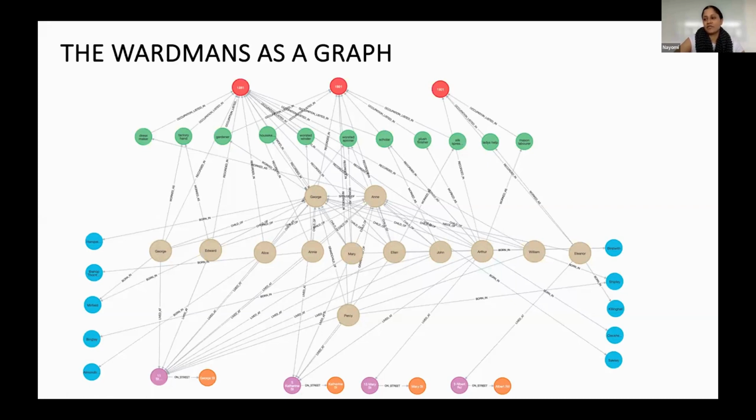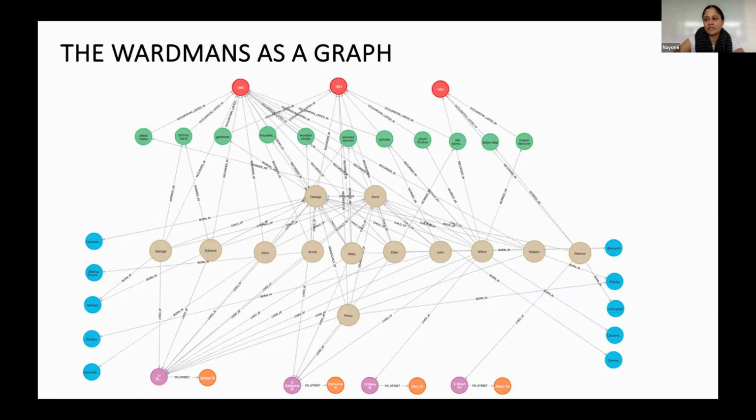Members of the family then remain in Saltaire for at least the next 20 years. At the left and right of the graph, you see the blue nodes denoting town of birth. And what we see from this is that prior to settling in Saltaire, the Wardmans appear to have led quite a peripatetic existence, with the Wardmans' 9 children being born in 7 different towns or villages.